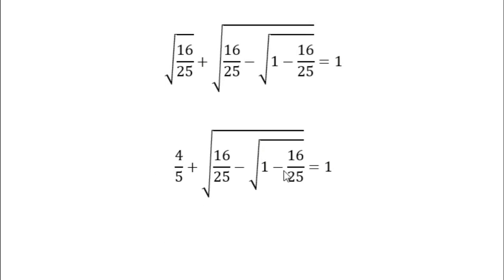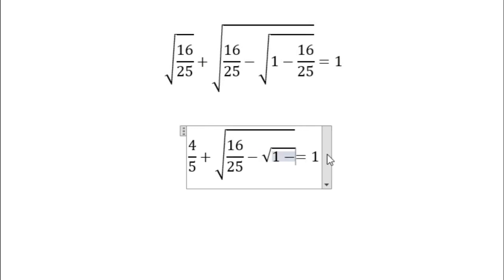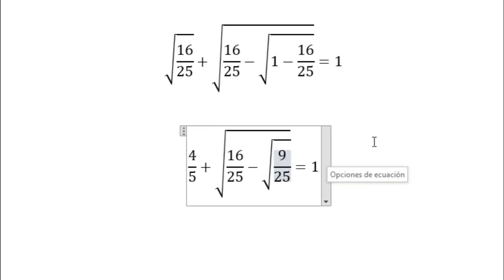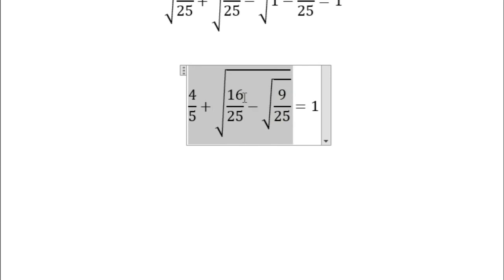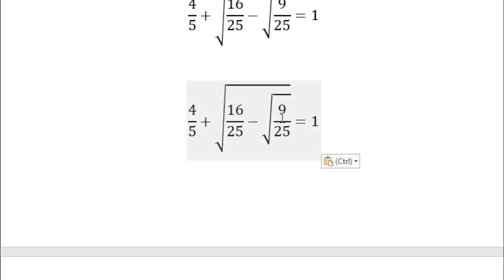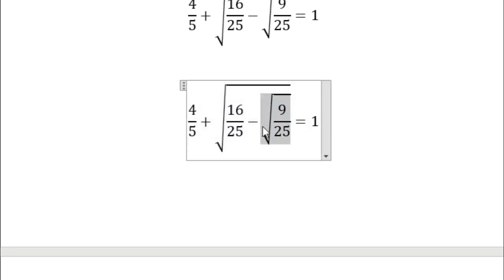So let's see the next one. 1 minus 16/25 is the same as 9/25. So let's solve this. This becomes 9/25. Okay, let's continue solving this. In this case, we can take the square root of 9/25. The square root of 9 is 3 and the square root of 25 is 5. So this becomes 3/5.